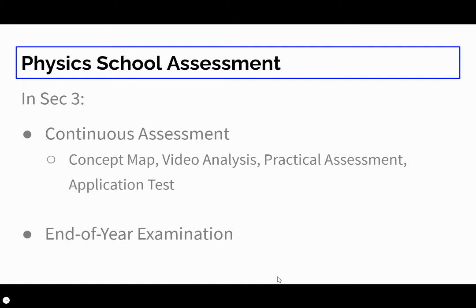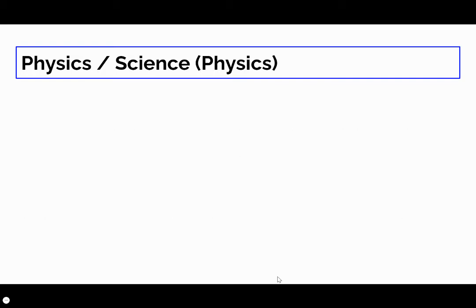In Sec 3, you will also do the following assessment tasks: concept maths, video analysis, practicals, as well as application tests. You also have your end of year exams.